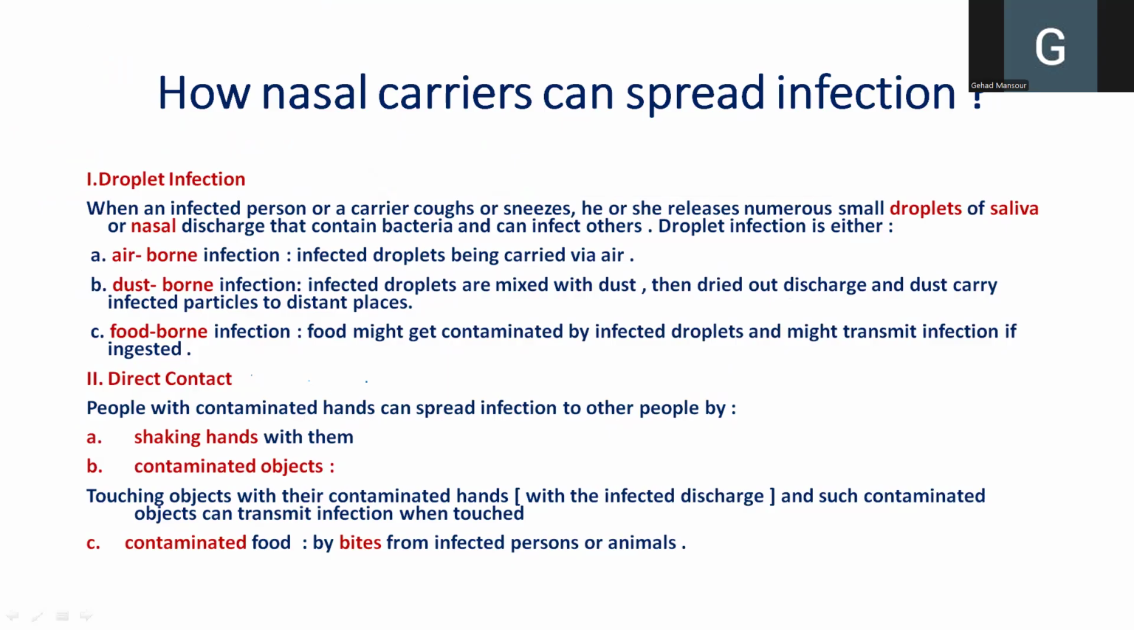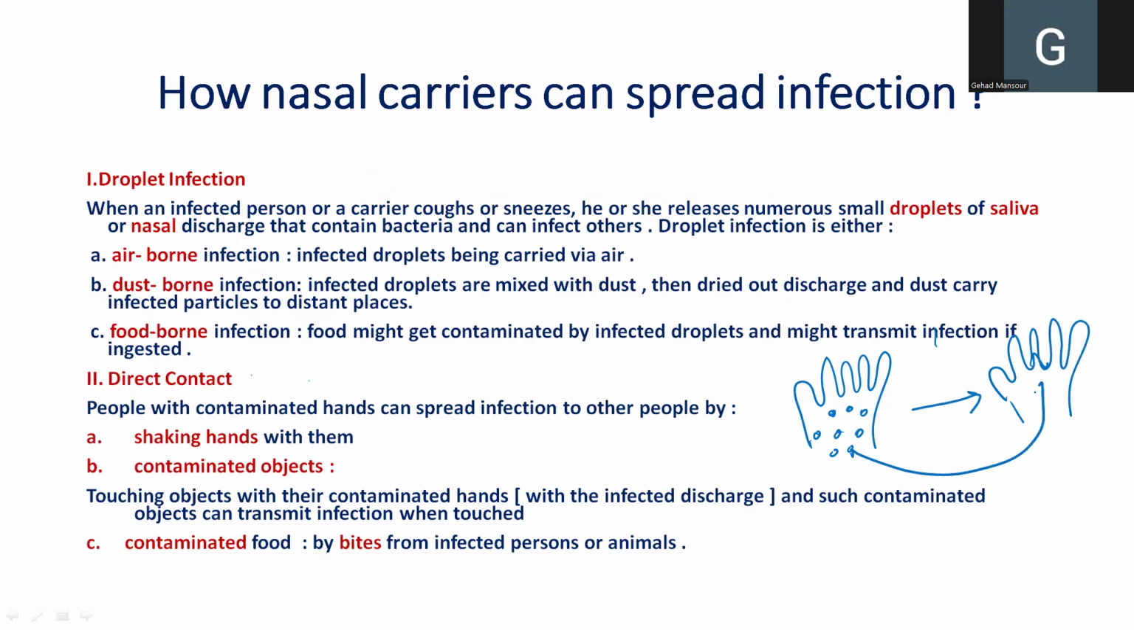Direct contact means what? Direct contact means that you have hands that are contaminated by your own nasal discharge or your own saliva, and then you directly shake hands with another person. So the microbes are transmitted from one person to another. Or you have this infected hand and you touch an apple, for example, and then a person comes and eats this apple that has the transferred microbes here.